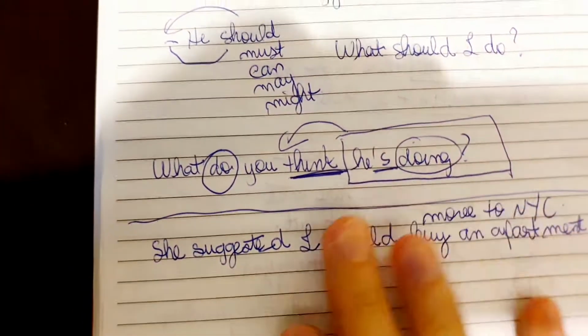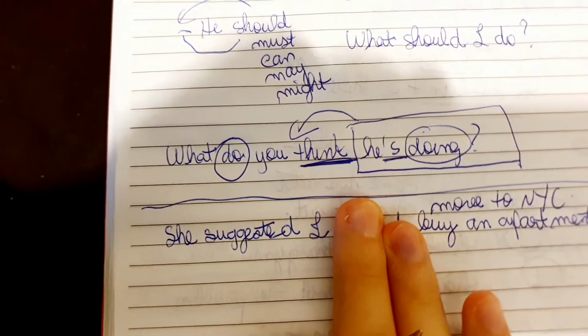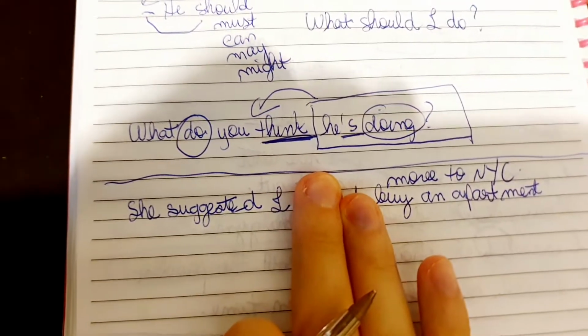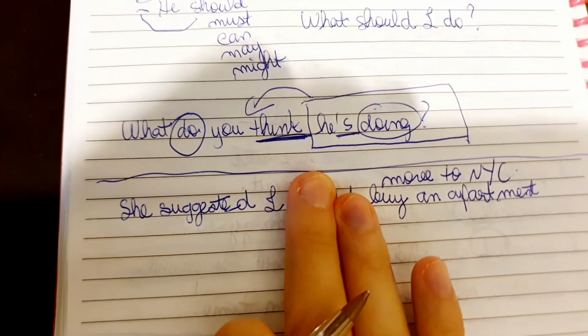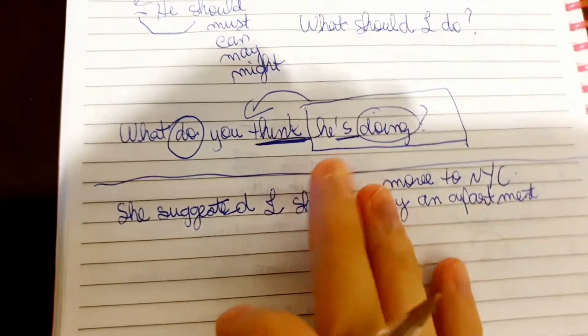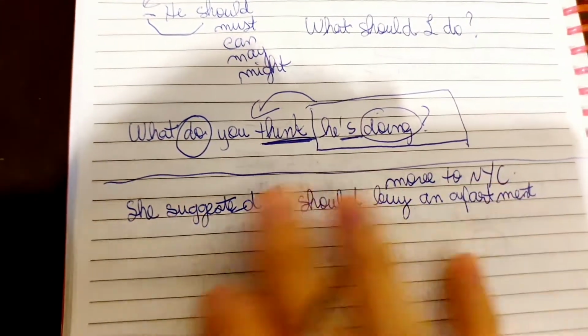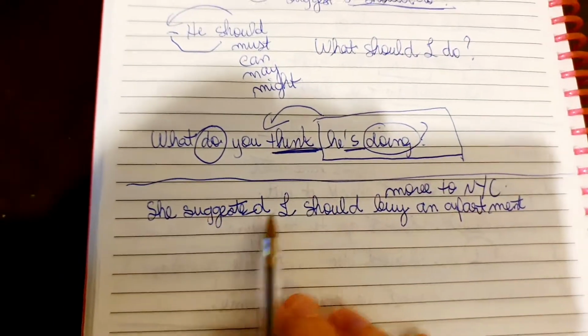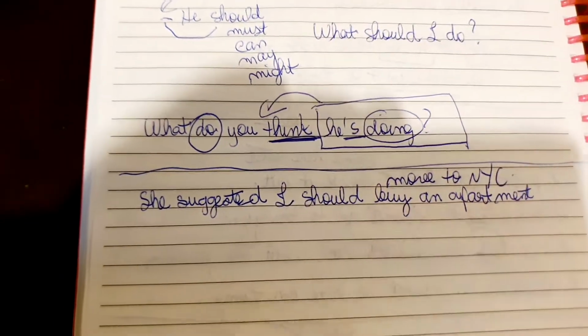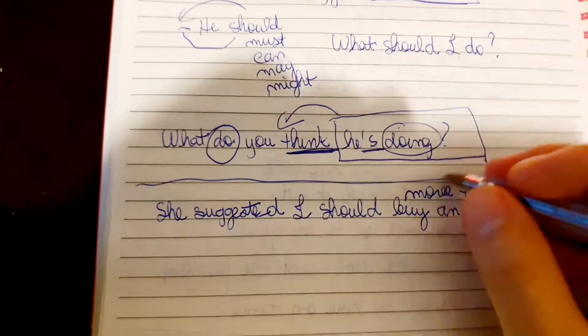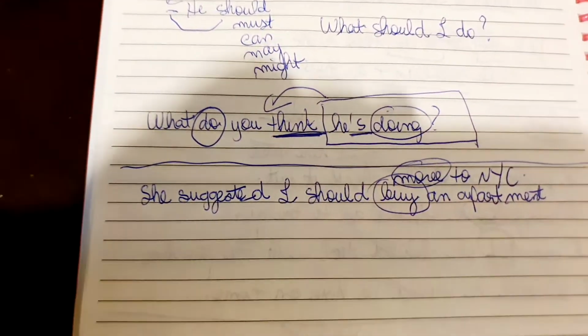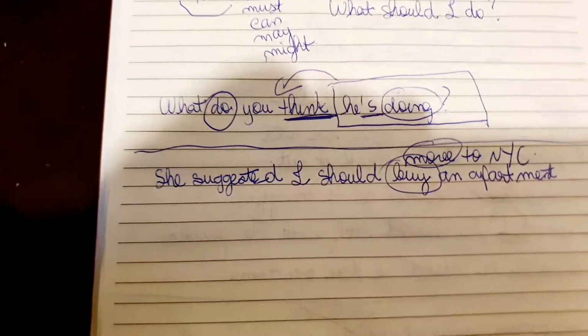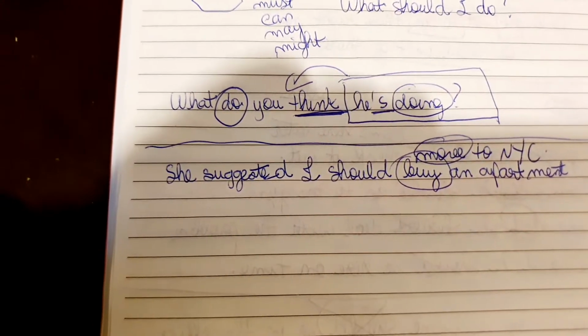You can drop it. She suggested that I buy an apartment. She suggested that I move to New York City. It's possible, but I would change the verb tense. She suggested that I moved to New York City. To change these verb tenses as well, you know? I would change them, right?